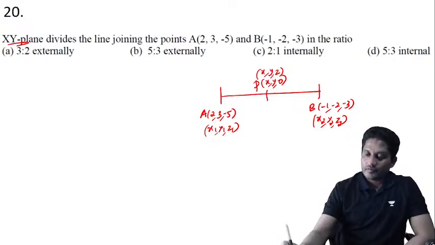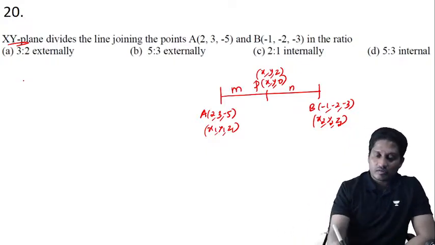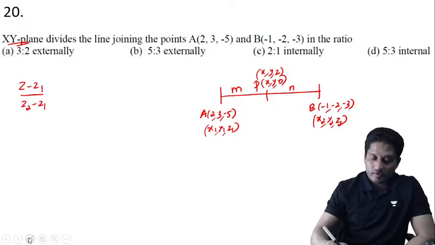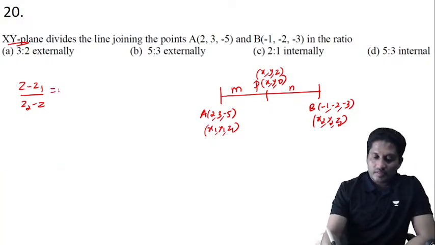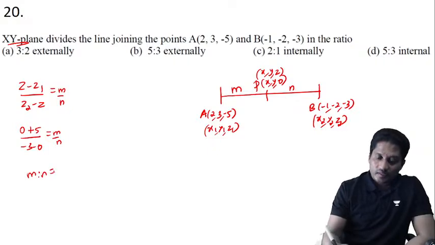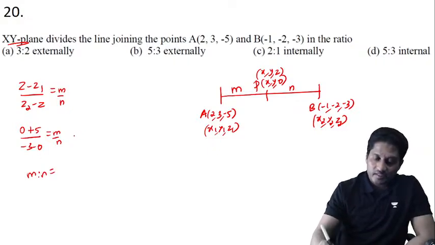Right, if you know the point and if you want to find the ratio, since z is 0, I take z minus z1 by z2 minus z is equal to m by n. Z is 0 minus z1 is minus 5, so this is plus 5. Z2 is minus 3 minus 0 is equal to m by n. So this is m is to n. You're getting m by n is equal to minus 5 by 3, right? So ratio m is to n is equal to 5 is to 3 externally.